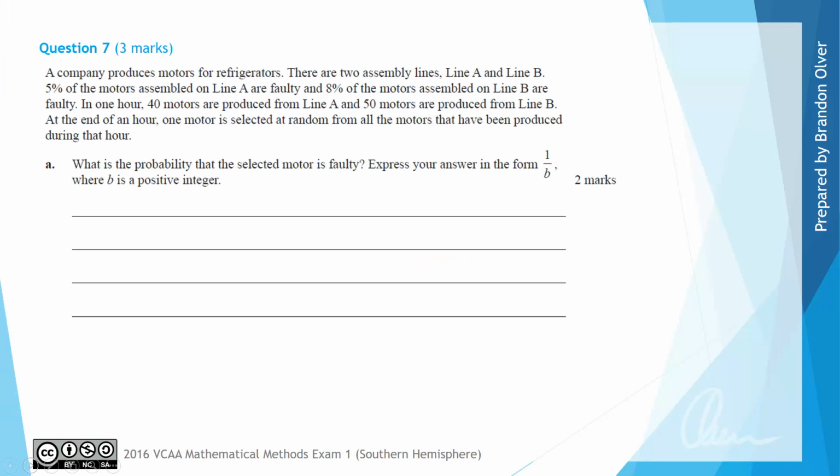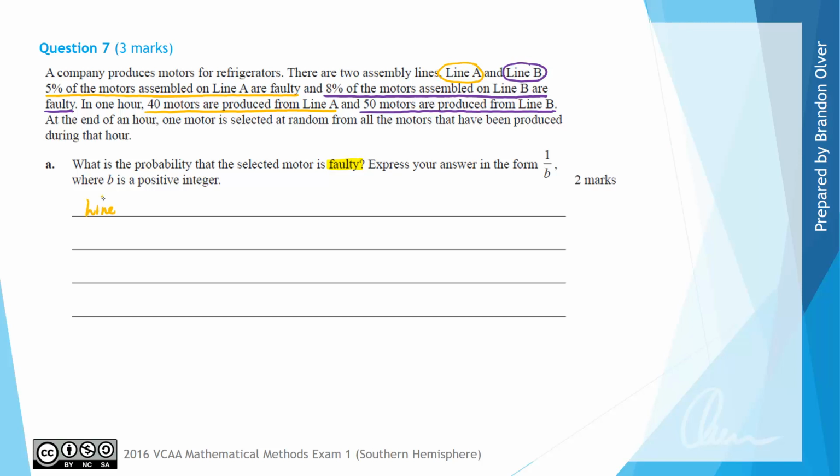For question 7 we have a company that produces motors for refrigerators. There are two assembly lines, line A and line B. 5% of motors assembled on line A are faulty, and 8% of the motors assembled on line B are faulty. In 1 hour, 40 motors are produced from line A, and 50 motors are produced from line B. At the end of the hour, one motor is selected at random from all of the motors that have been produced during that hour. For part A, we're asked what is the probability that a selected motor is faulty, and we're asked to express our answer in the form 1 divided by B, where B is a positive integer.